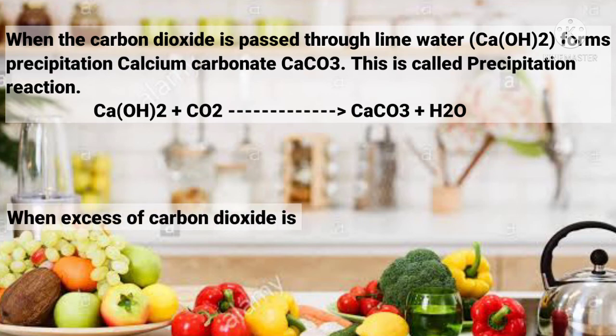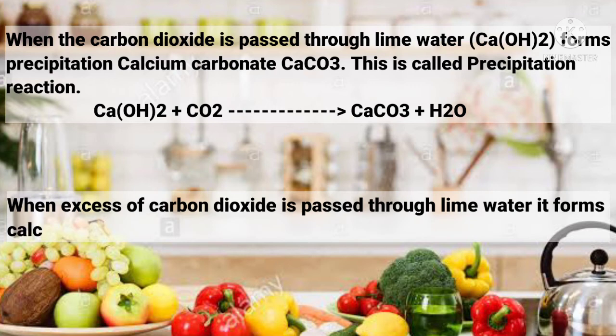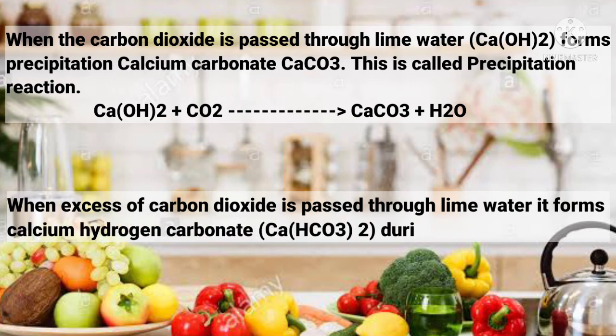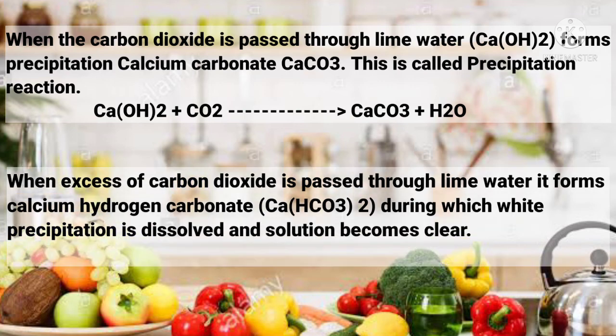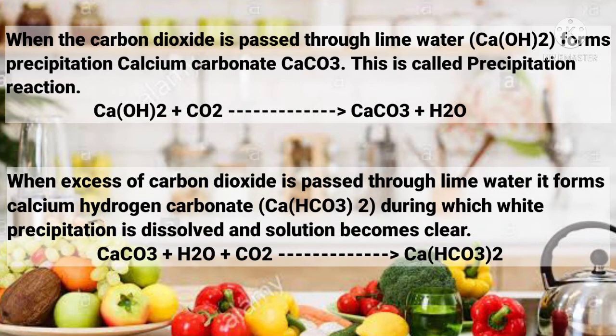When excess carbon dioxide is passed through lime water, it forms calcium hydrogen carbonate. The white precipitate which was formed during the previous reaction is dissolved here and the solution becomes clear.